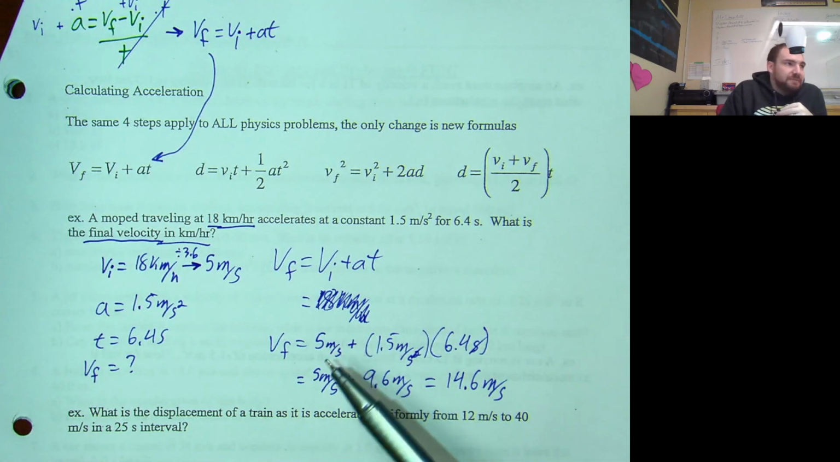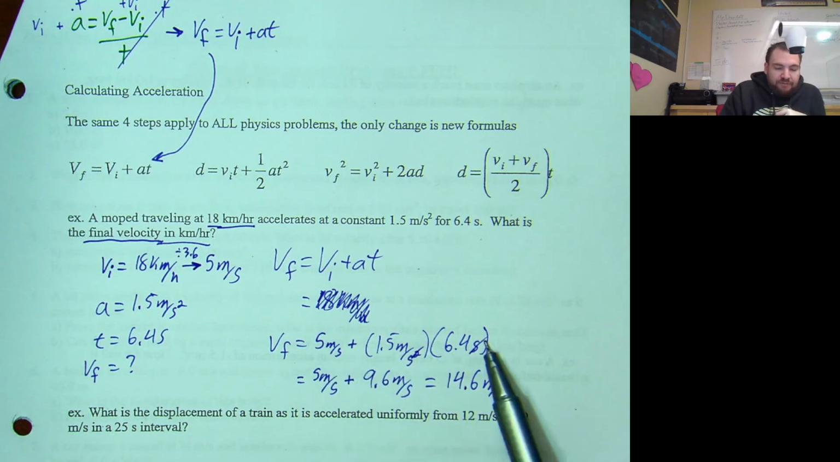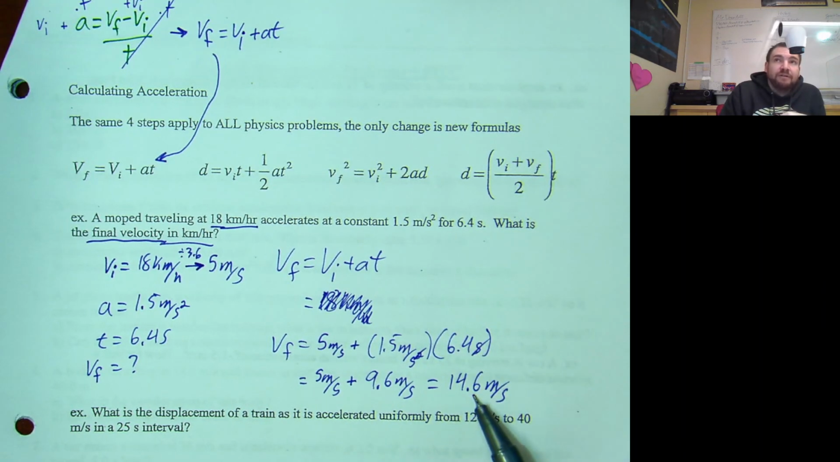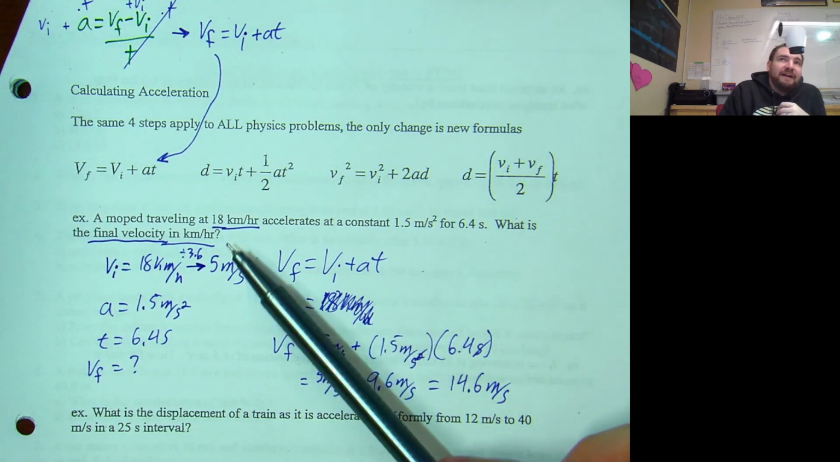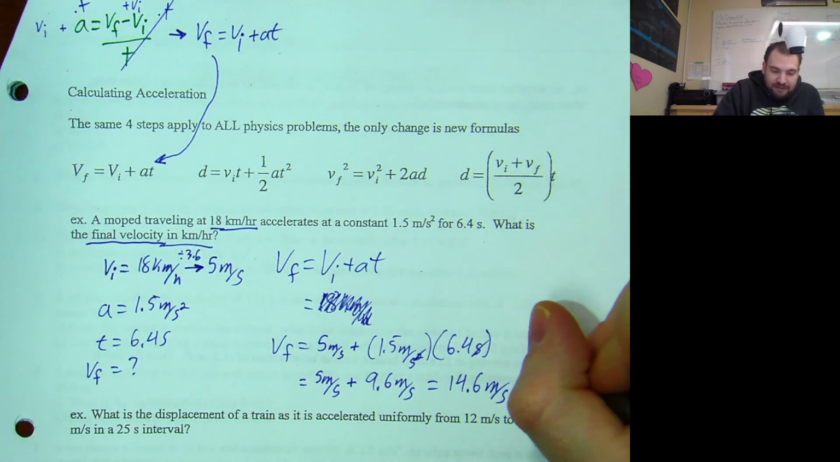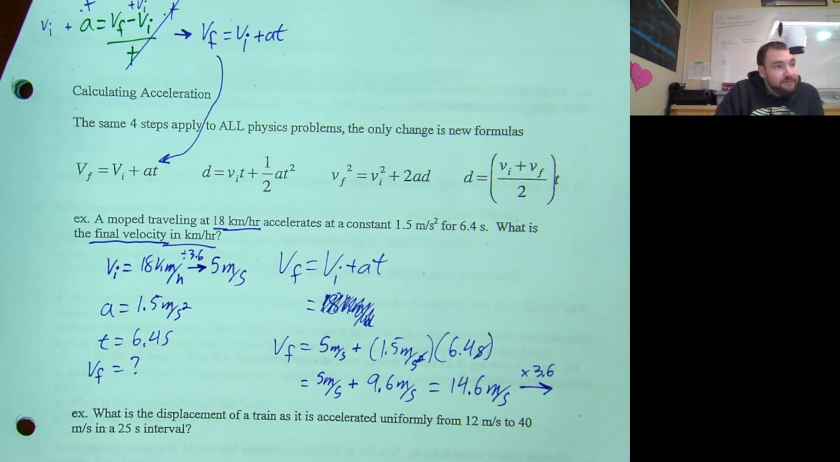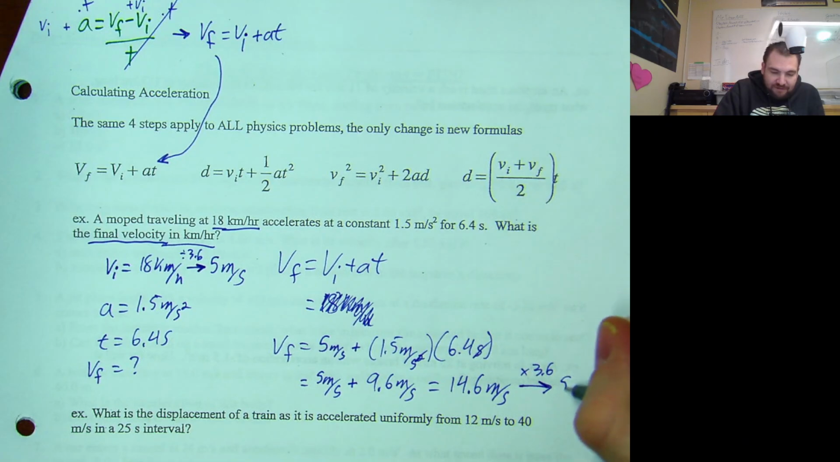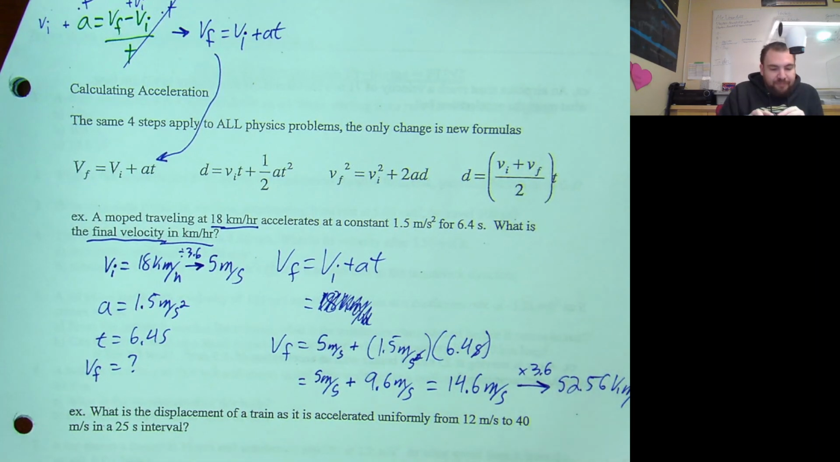You guys are going to typically shove this into your calculator and go straight from here to here. But the question is I want my final answer in kilometers per hour, which means I need to multiply it by 3.6 to give us what? 52.56 kilometers per hour. Cool.